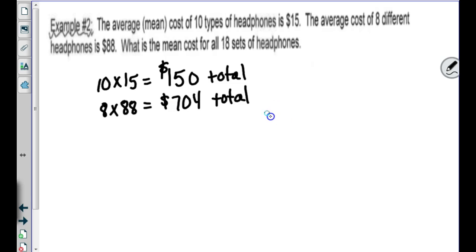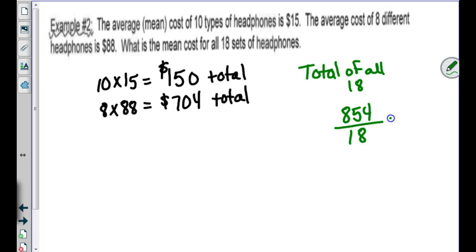Okay, so how are we going to find the average for all 18 sets? I can sit here all day. Okay, so if we find the total, and then divide by 18. So if we add those, what do we get? 854, and we divide by 18, because that's how many sets there would be. What do we get?